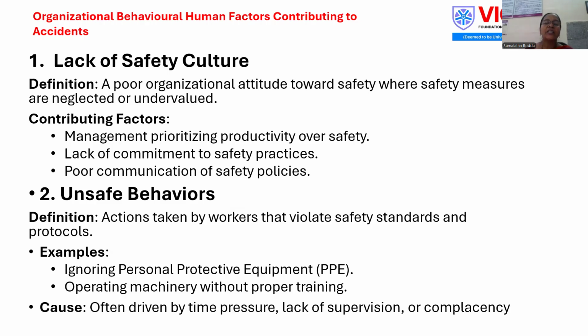Contributing factors are management focusing only on productivity and profits, lack of commitment towards safety programs, employees not encouraged to report hazards, and poor communication of safety policies. When safety culture is weak, workers may start believing that safety rules are unnecessary. They may ignore PPE kits, bypass safety procedures, and take shortcuts to complete work faster. For example, in a factory, workers may avoid wearing helmets or gloves because management does not strictly enforce safety rules.